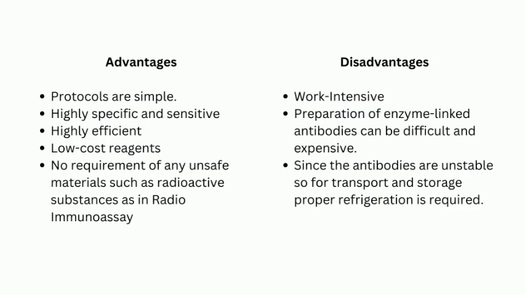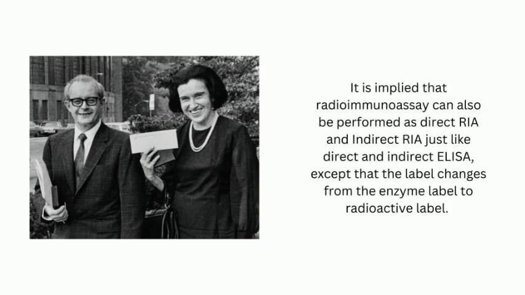Hope you liked our simplified description of various types of ELISA. It's worth a mention here, although previously when Berson and Yalow had given RIA, it was competitive RIA. However, it is implied that radioimmunoassay can also be performed as direct RIA or indirect RIA, just like direct and indirect ELISA described in this video. This is done except that the label changes from the enzyme label to radioactive label. We recommend that you watch our previous video whose link is given in the description box.